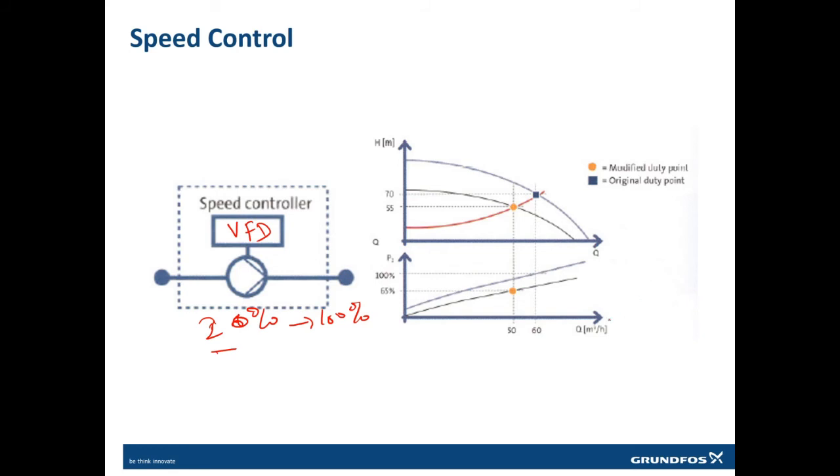Now, taking my same example earlier, I was going from 60 meter cube per hour to 50 meter cube per hour. What I do, I change my speed. Now I get from 70 meter head to 55 meter head, but the power consumed is 65% of the total power consumed earlier. That means I reduce the power consumed as well, while reducing the speed of the pump and going from 60 meter cube per hour to 50 meter cube per hour.